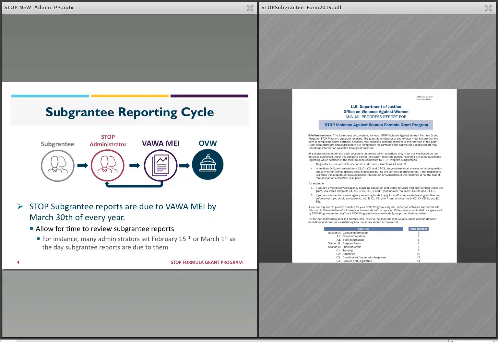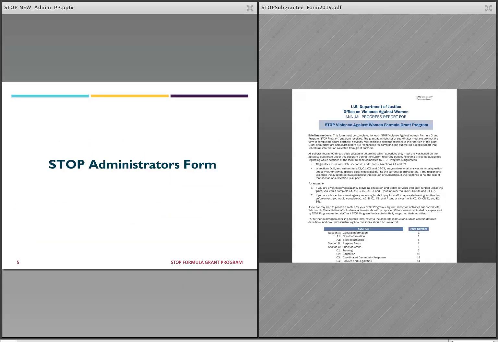This is why, if you allow yourself time to review each of those subgrantee reports before submitting them to us at VAWA MEI, it will save you time in the long run because you will have fewer questions from us that you will need to review and respond to later in the year. After we've thoroughly cleaned and analyzed the data, we turn it into reports that we then send both to OVW and back to you as the STOP administrator.